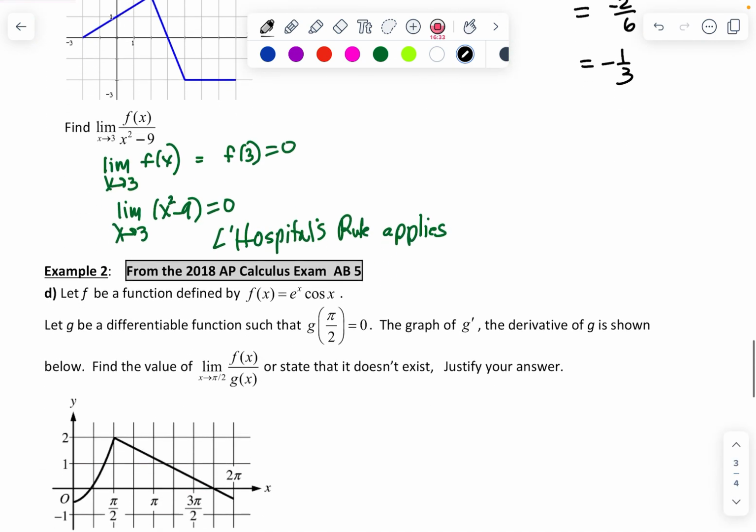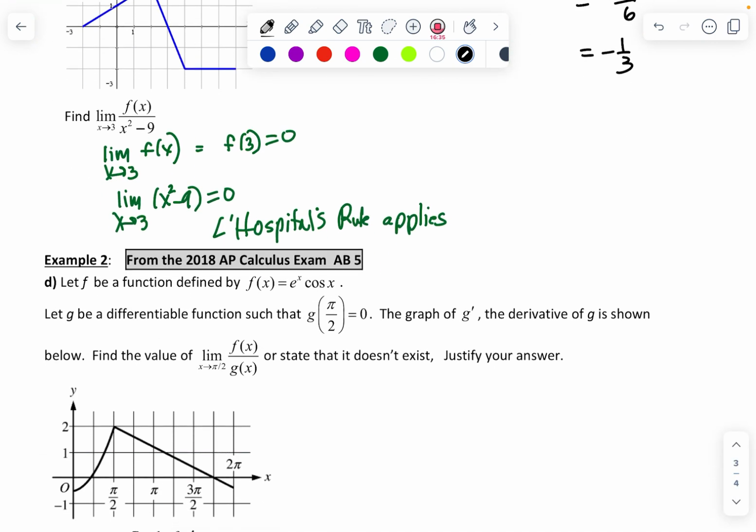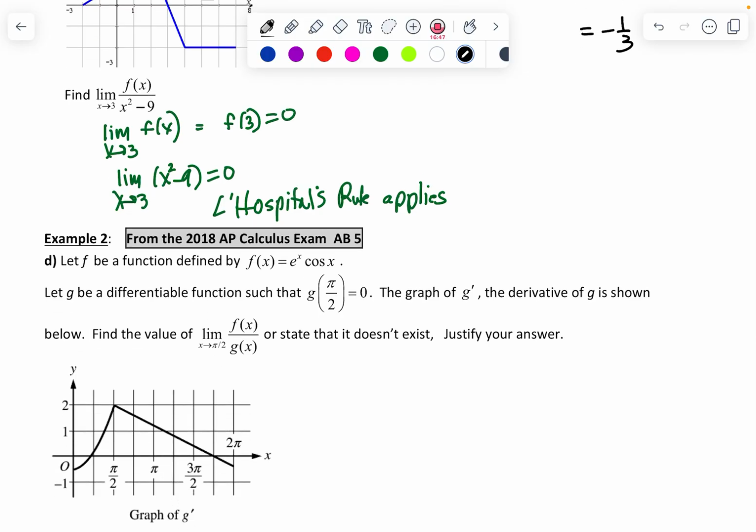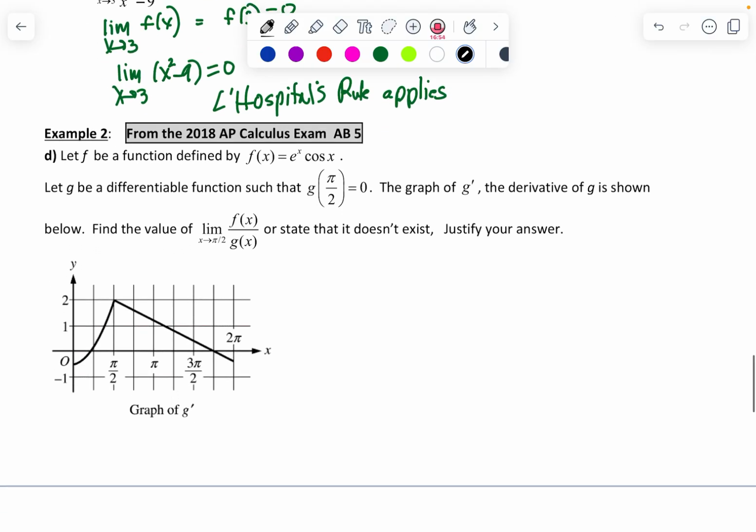All right, then we are going to look at one part of a free response question. It says, let f be a function defined by f of x is e to the x times cosine x. Let g be a differentiable function such that g of pi over 2 is 0. The graph of g prime, the derivative of g, is shown below. Find the value of the limit as x approaches pi over 2 of f of x over g of x.